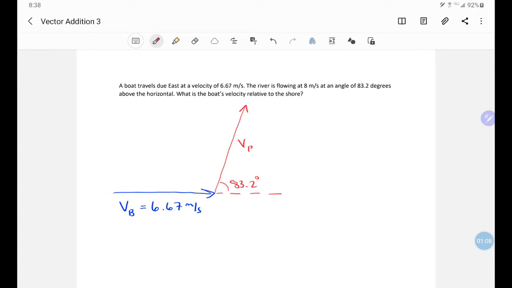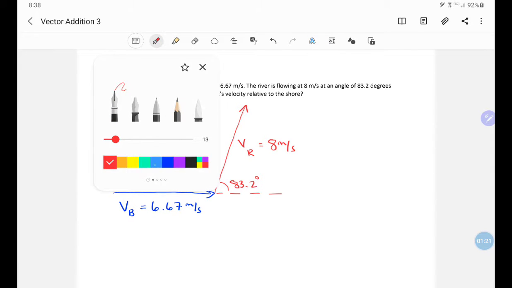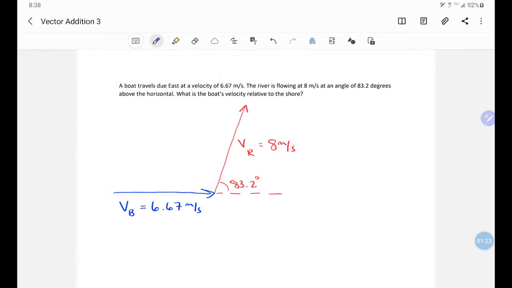And the velocity of the river is 8 meters per second. Now, the resultant is drawn from where I start to where I finish. So this is the relative velocity, and this is what I want. I need both this magnitude and the direction here. The direction would be the angle with respect to the horizontal.